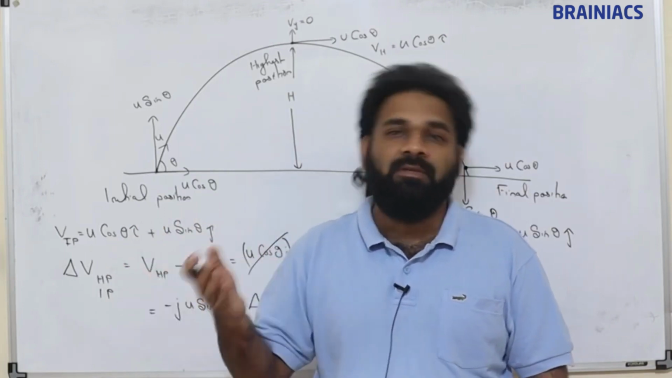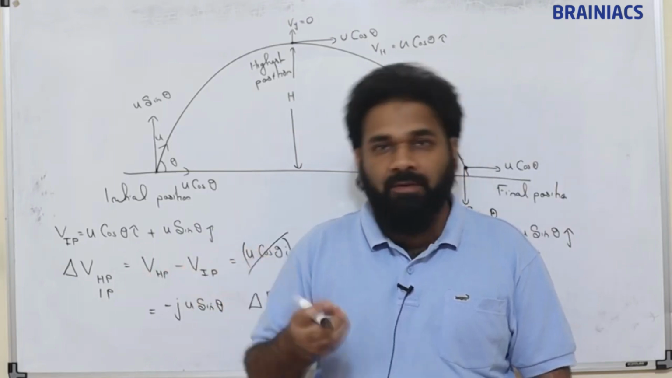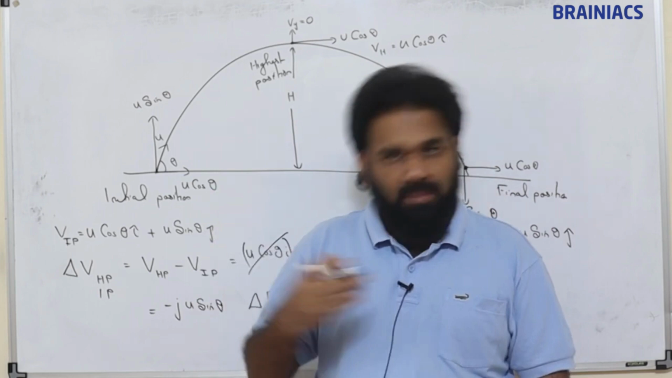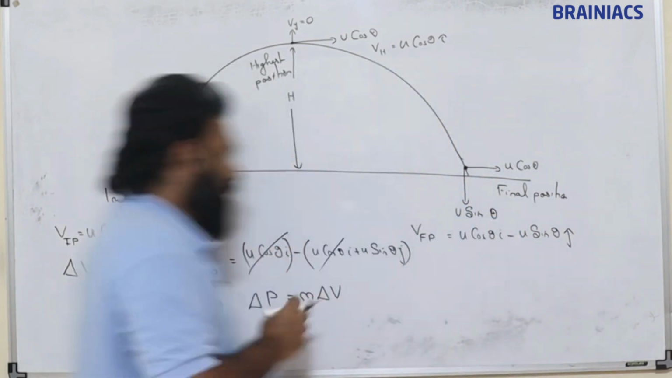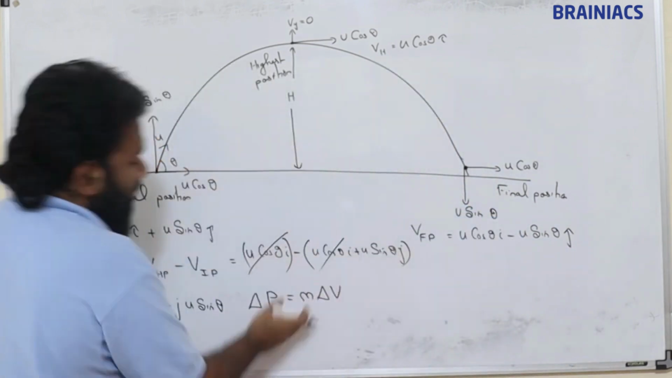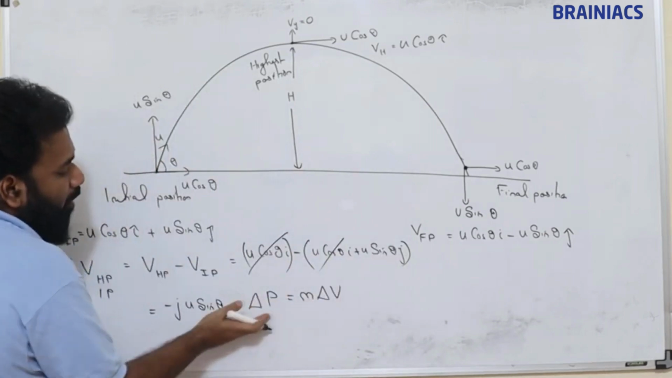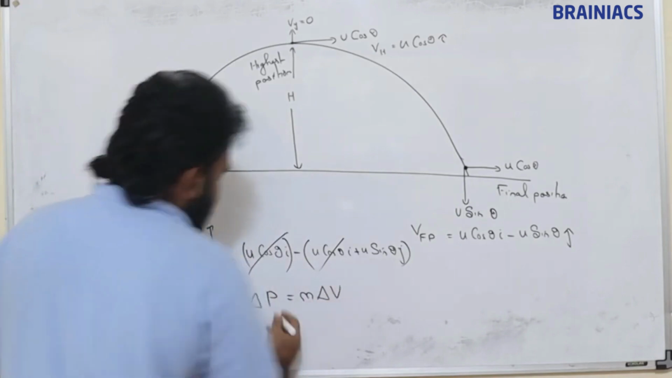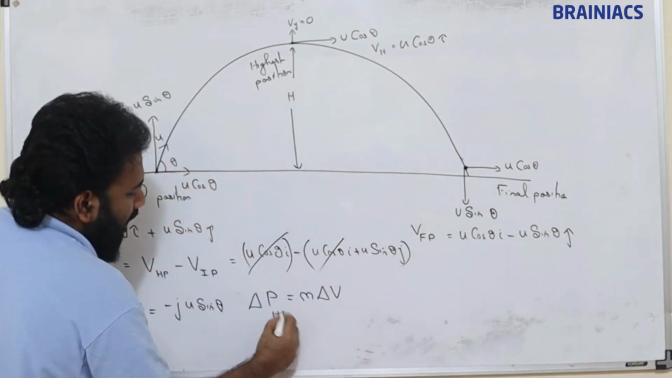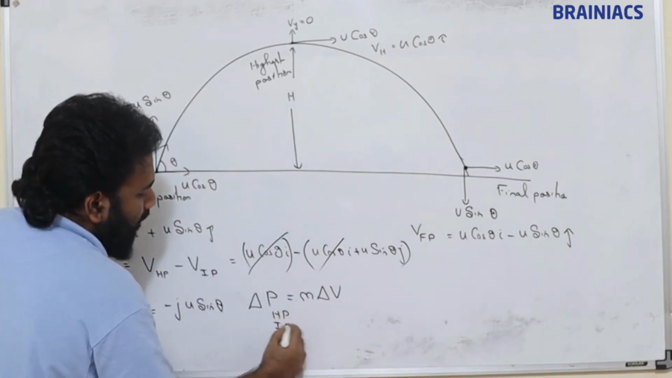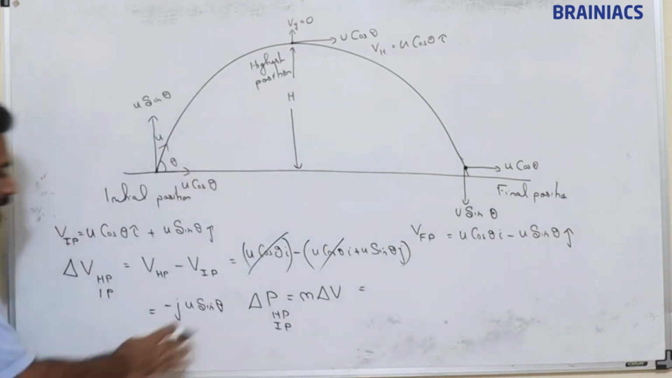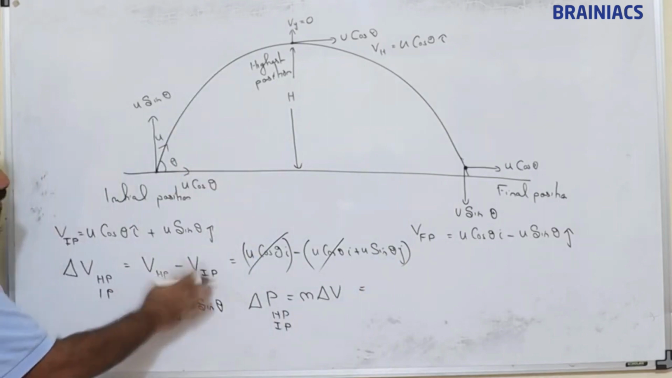So suppose it is traveling at something like 10 raised to 7 or 10 raised to 6, such velocities, then there will be some change in the mass. But in these kinds of problems, mass is constant. So change in momentum is nothing but mass into change in velocity. So the change in momentum between the highest point and the initial point is nothing but mass into change in velocity between the highest point and the initial point.